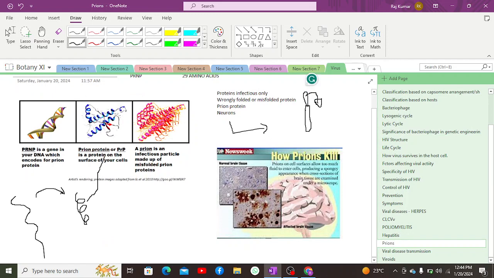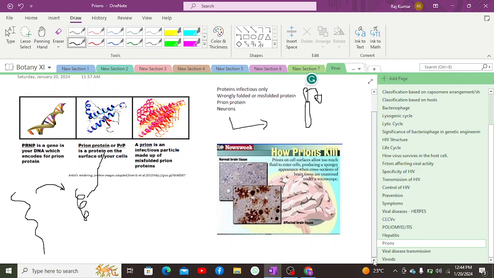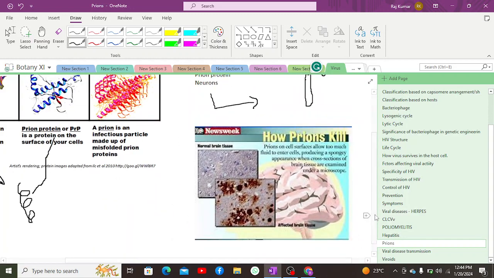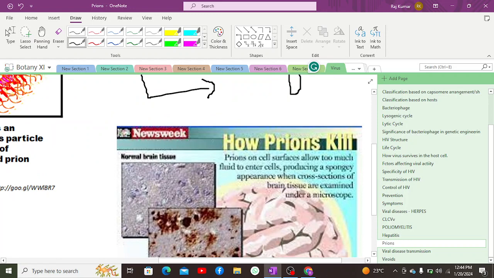Some common diseases caused by prions are Kuru, Alzheimer's, mad cow disease, and CJD, which is Creutzfeldt-Jakob disease, a common example of this. And how does a prion kill? When a prion enters the cell, it is a slowly progressing disease. Initially it does not cause any problem, but once it starts to show symptoms, it is adequate to destroy the person within a single month.